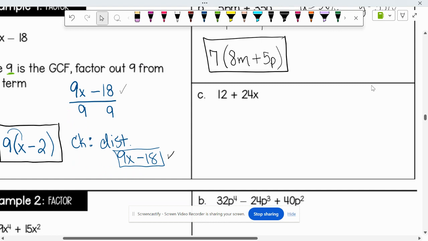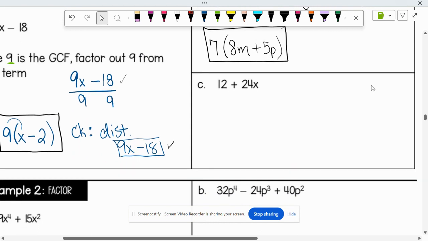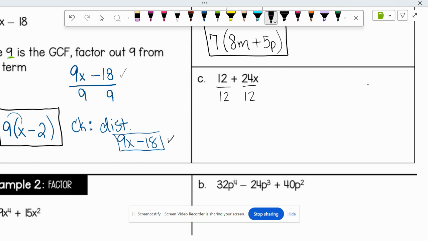We've factored 24 a couple of times. Do you guys see the greatest common factor, the number that divides both 12 and 24x? 12. Yeah, we can divide both of these by 12. We can divide both terms by 12. So I'm going to pull my 12 out front. What is 12 divided by 12?